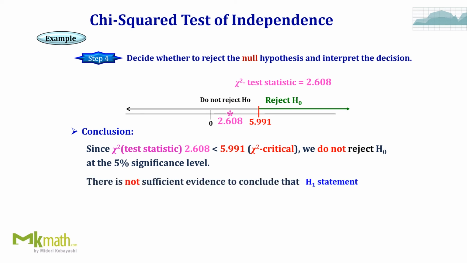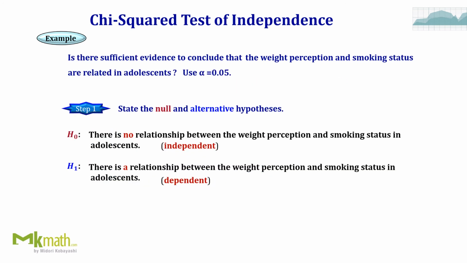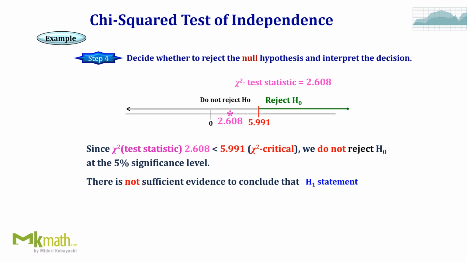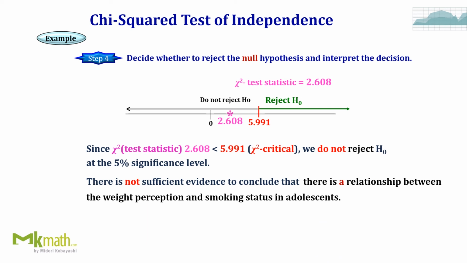Let's go back to the first step to find the H1 statement. Here is the first step slide. The bottom one is the alternative statement, so we just copy the sentence. We just copy the alternative statement here. Remember that we cannot support the alternative in this case.